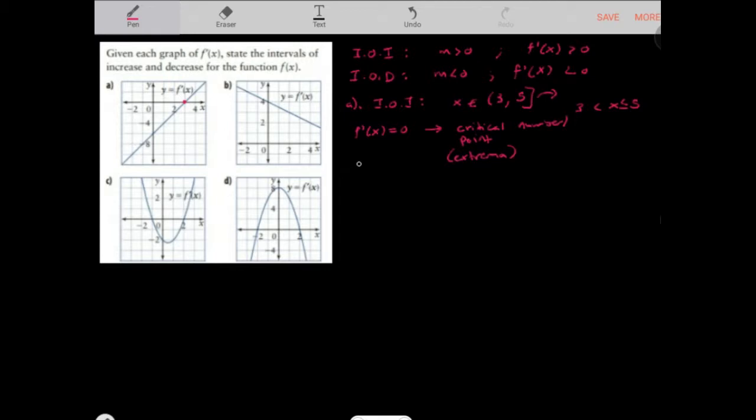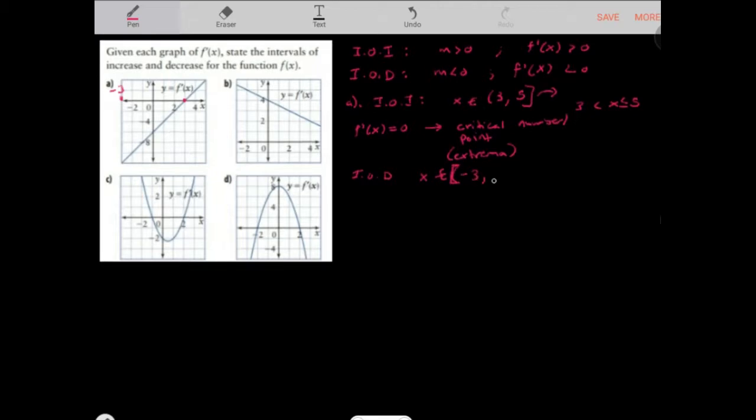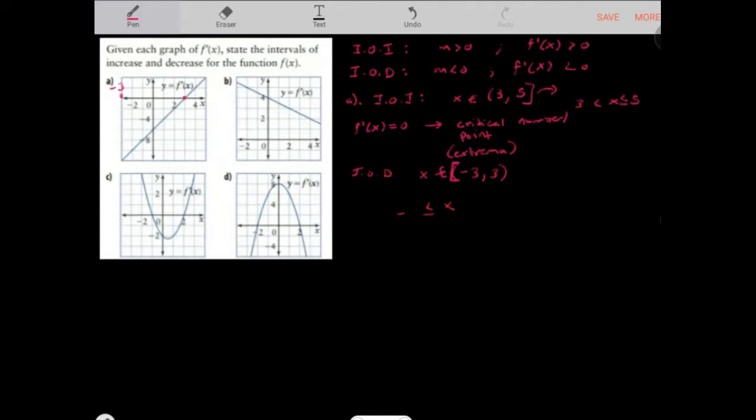Now beyond that, if we take a look at the interval of decrease, that's basically x belongs to, and you can see that it extends from here, this is -3, all the way to 3. So x belongs to, from -3, I'm going to use the square bracket, -3 to 3 round bracket. So basically this means x is greater than or equal to -3, but less than 3. That's basically what that would refer to.